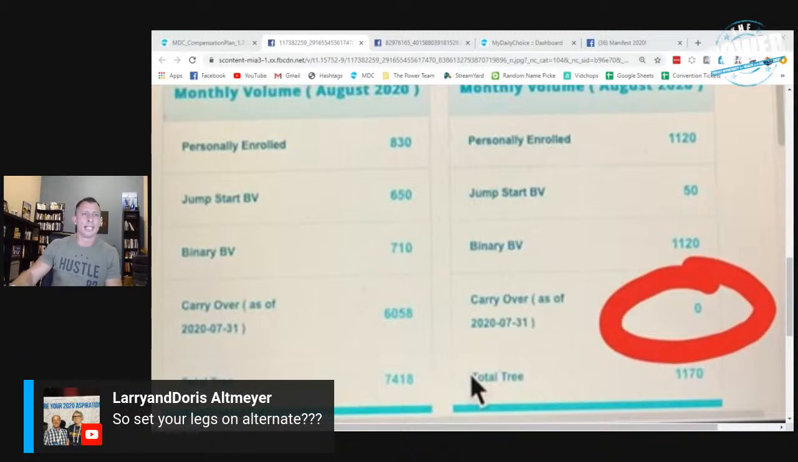Okay. Set your legs on alternate. Yes, set your leg on alternate unless you're already binary qualified and you have one leg that is smaller, like this example. So Larry and Doris, if you're not binary qualified, then you need to find the gap. Find where you need to fill in the gap to get binary qualified. Once you are binary qualified, then you're going to set your rotator, left leg or right leg, to whichever leg has the smaller number of carryover. So in the beginning, everyone should just keep it on alternate. Absolutely.